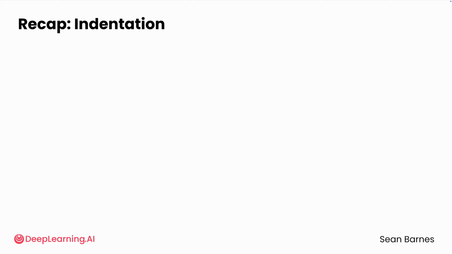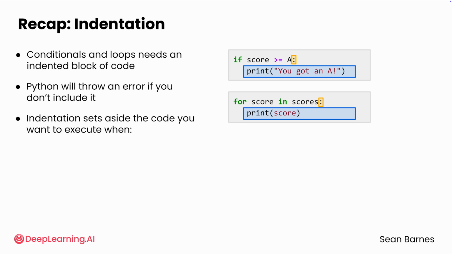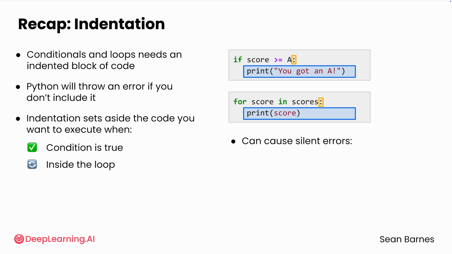So to recap, both conditionals and loops need to include an indented block of code. This indented block comes after the colon, and Python will throw an error if you don't include it. The indentation is used to set aside the code you want to execute when the condition is true or inside the loop. You saw that sometimes indentation can cause silent errors. That is, your code runs and doesn't yell at you with an angry red box, but it's not working properly or doing what you expected it to do.